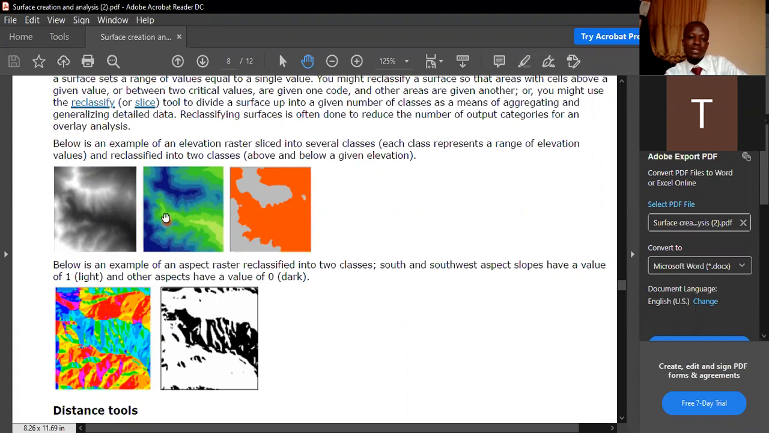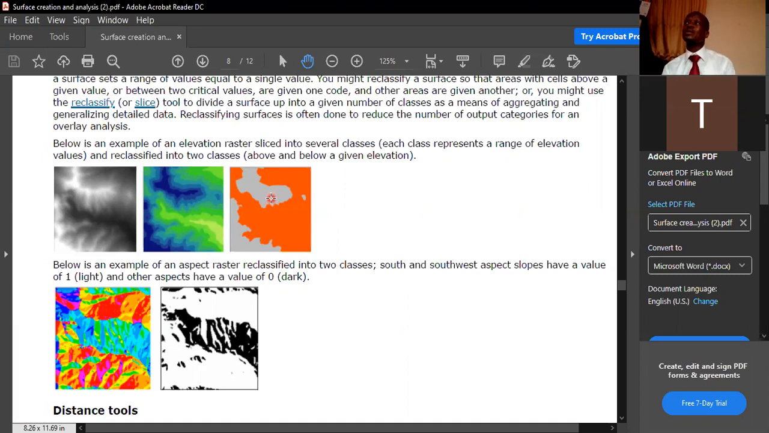What are the values? The light green, a few shades of green, and then blue and a few shades of blue as well. So we reduce the classification to like 20 or something like that, whilst over here, on the left hand side, we have the whole range of values. So we have reclassified. Then we can even classify further and have just two values.